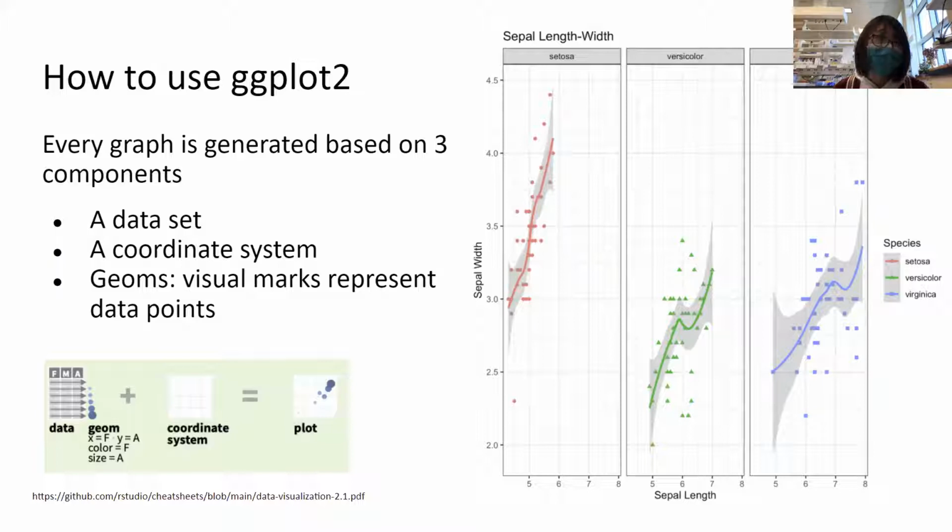Today we're going to learn how to use ggplot2 to generate simple scatter plots. We should keep in mind that every ggplot2 graph is generated based on 3 components. We should have a data set, and we should use a coordinate system. And then we should have geoms, which means the marks that represent data points. At the end of this tutorial, you will be able to generate a simple but nice scatter plot like this one.